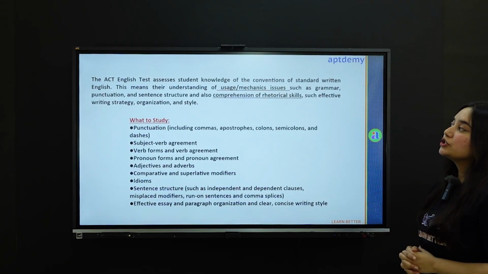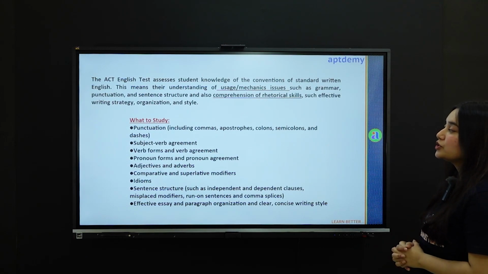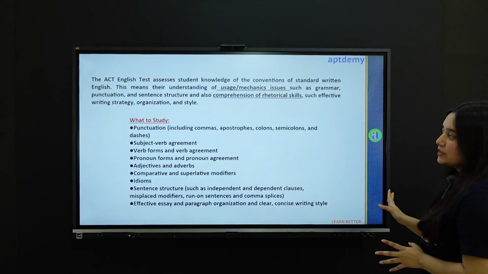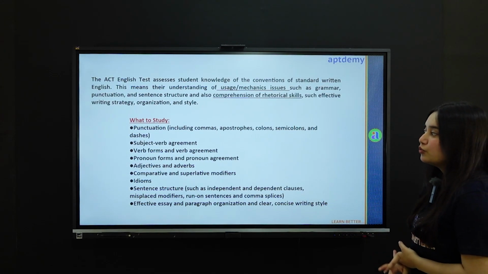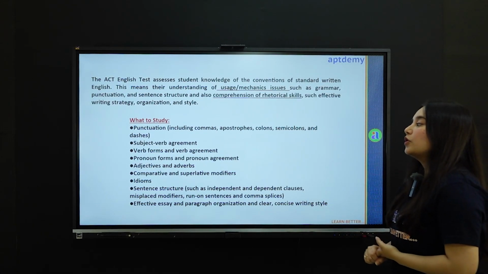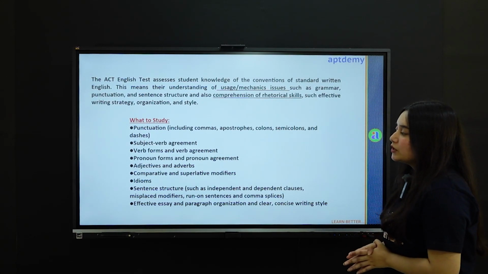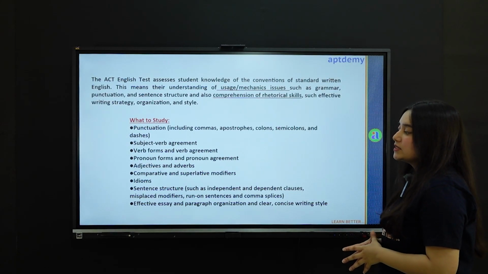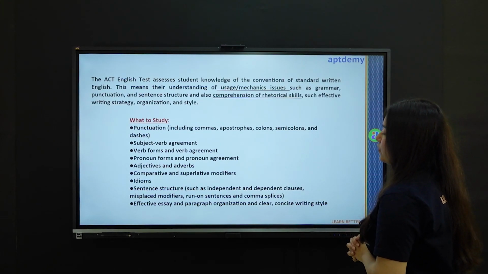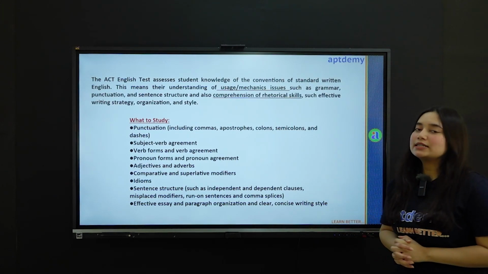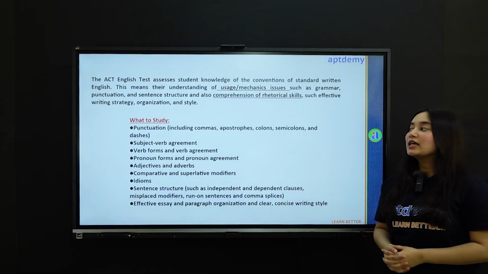Now the ACT English will test you on 2 types of questions. One is a mechanics or usage question, and the other one is a rhetorical skills question. Under all of that, these topics will come: punctuation, like I told you, subject verb agreement, verb forms and verb agreement, pronoun forms and pronoun agreement, adjectives and adverbs, comparative and superlative modifiers, idioms, sentence structure, effective essay and paragraph organization, and clear and concise writing style. These are all the topics that we are going to cover in the upcoming sessions that follow this video.